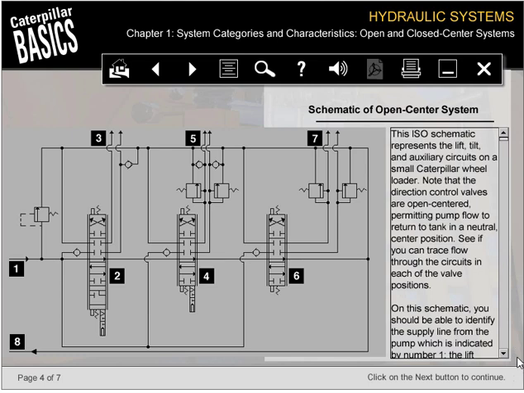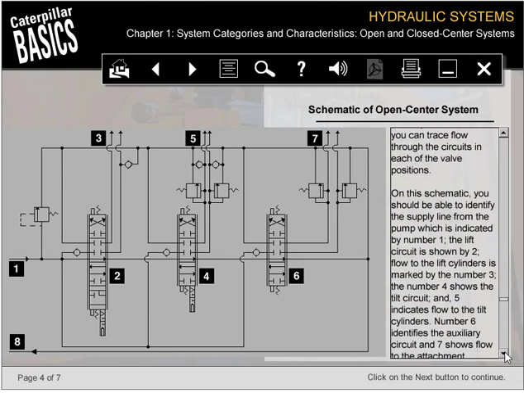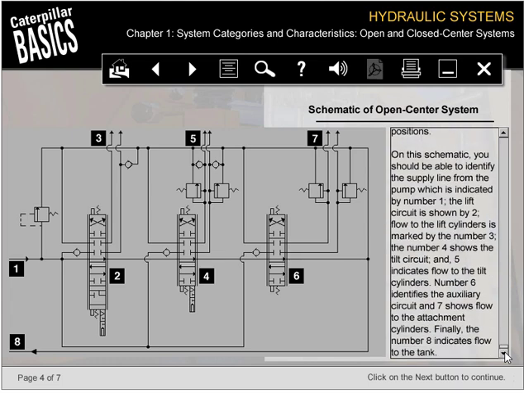On this schematic, you should be able to identify the supply line from the pump, which is indicated by number 1, the lift circuit is shown by 2, flow to the lift cylinders is marked by the number 3, the number 4 shows the tilt circuit, and 5 indicates flow to the tilt cylinders. Number 6 identifies the auxiliary circuit, and 7 shows flow to the attachment cylinders. Finally, the number 8 indicates flow to the tank.